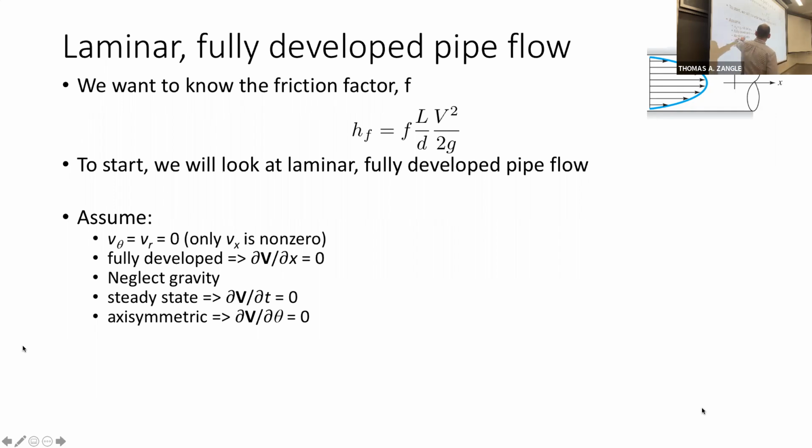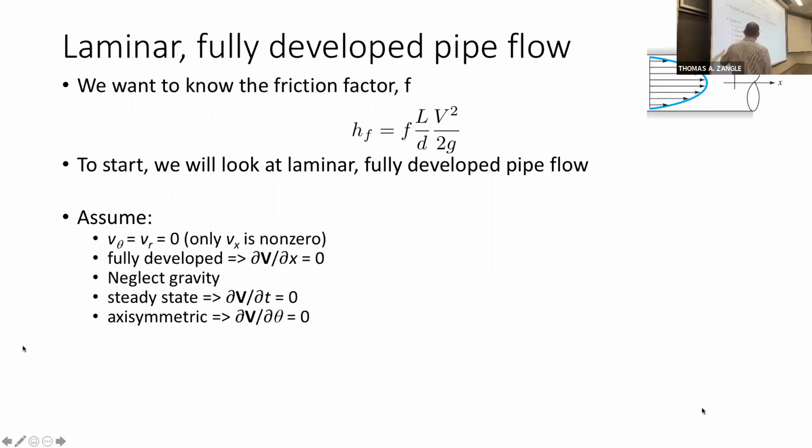We're going to assume that it's fully developed. So the partial derivative of velocity, this is vector velocity, with respect to x is 0. For now, we're going to be neglecting gravity. We'll put this back into our energy balance, but it's not going to have an impact on the shape of our velocity profile. We're going to assume steady state. So the partial derivative with respect to t is 0.